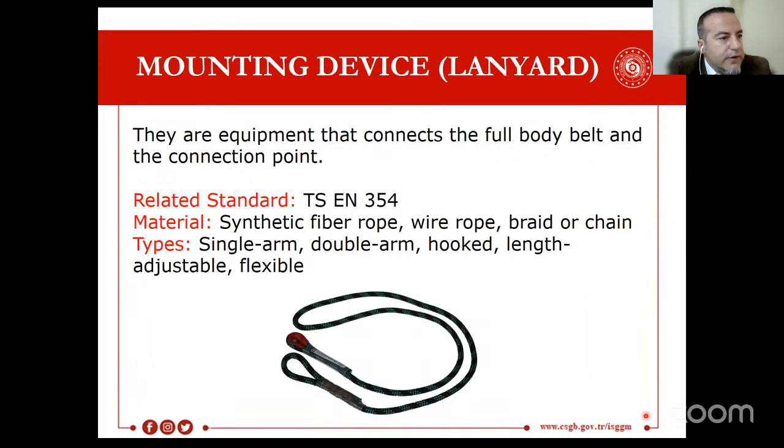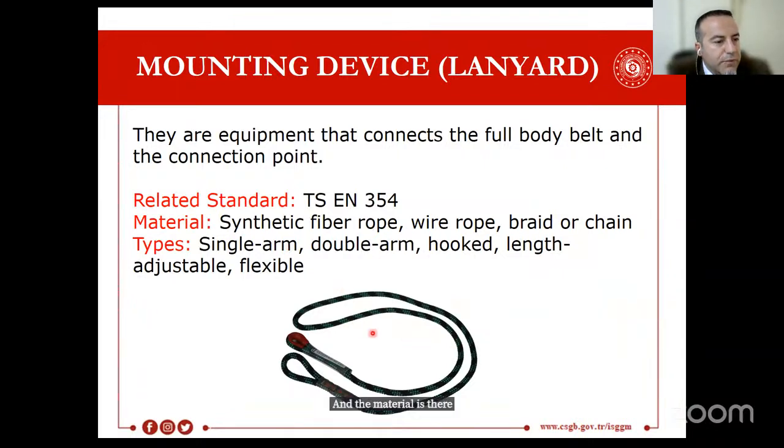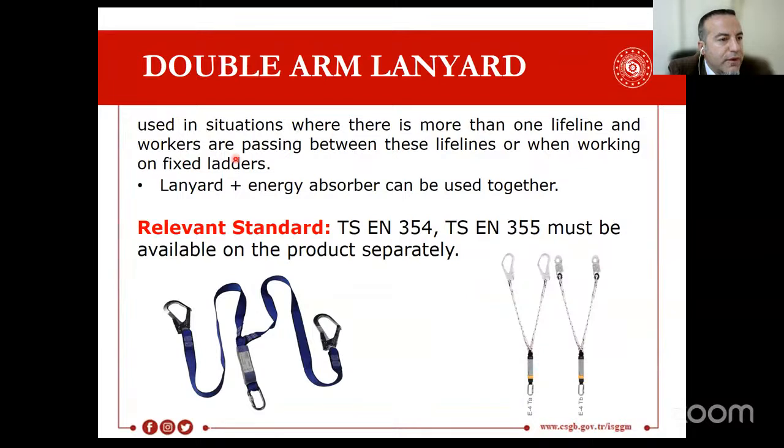Mounting device lanyard is equipment that connects the full body belt and the connection point. This is a connector type, and the standard is 354. And there are different material types used in this equipment: synthetic fiber rope, wire rope, braid, or chain. And the types: single arm, double arm, hooked, length adjustable, or flexible types we can see. For example, double arm lanyard here. These are lanyard double arm, and this energy absorber here, and this is carabiner.